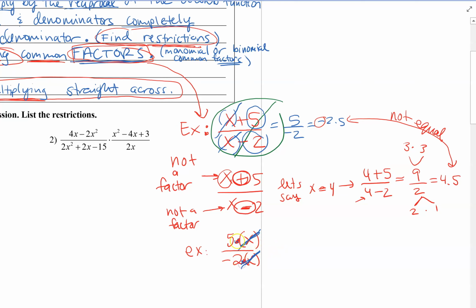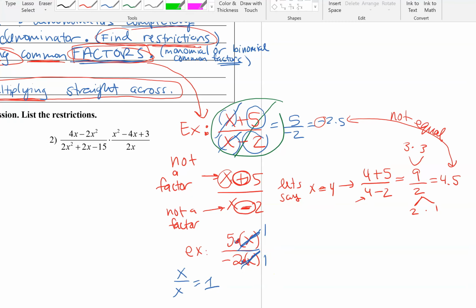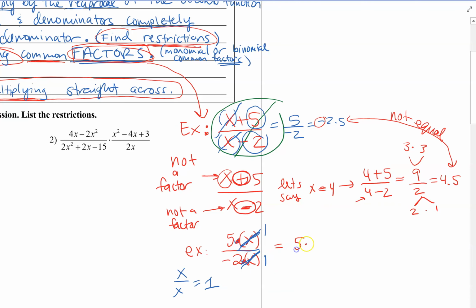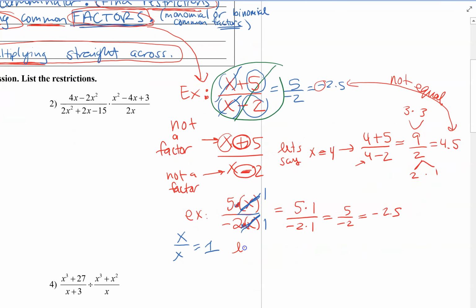So that means I can divide them out, because it's x divided by x. What is x divided by x? x divided by x is equal to 1. So canceling it out is basically saying that's going to turn into 1 and that's going to turn into 1. I'm just left with 5 times 1 over negative 2 times 1, or 5 over negative 2. That would equal negative 2.5. Watch. Now I'm going to plug in again.